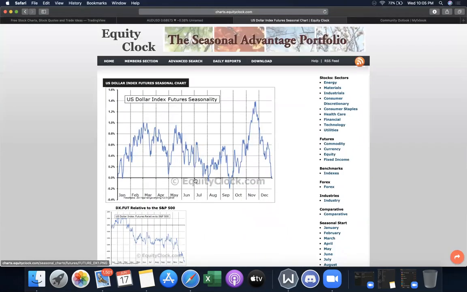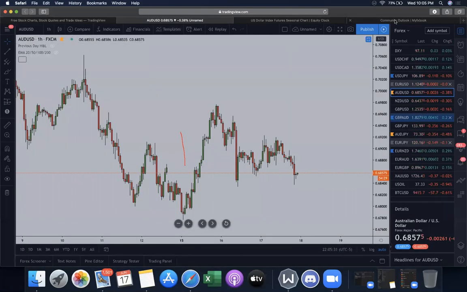So we want to look at this. You can see in June, beginning of June, price starts off super bearish in June. And then let's go look at the price action. Okay, let's look at dollar index.